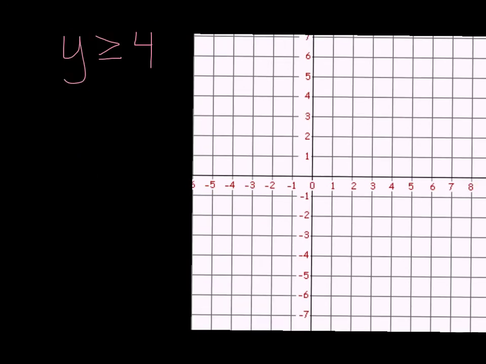This one is a horizontal line. We know it's missing the x, so it's not going to cross this. It's going to be parallel. Okay, and we have y is 4. This has an or equal to, so this is going to be a solid line.